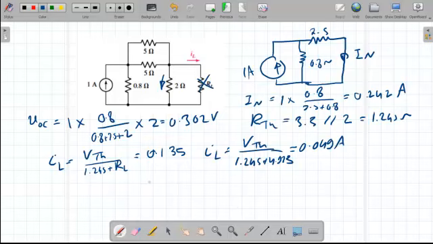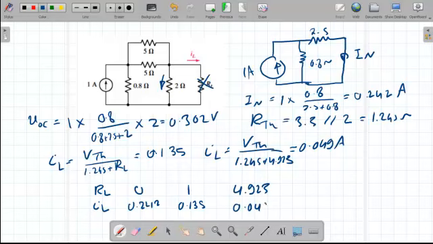So here you find the RL and IL. So 0 becomes 0.2421, it becomes 0.1354, 0.923 becomes 0.049. When it's 0.807, it's 0.0323.